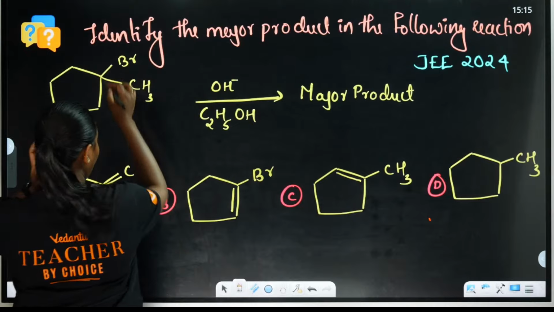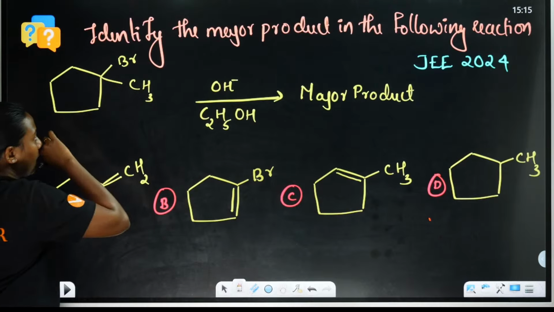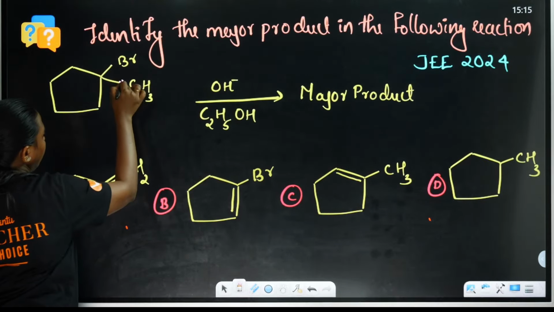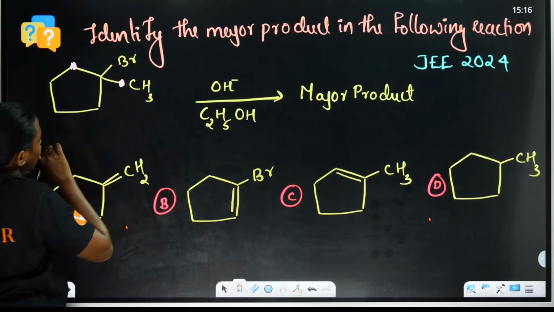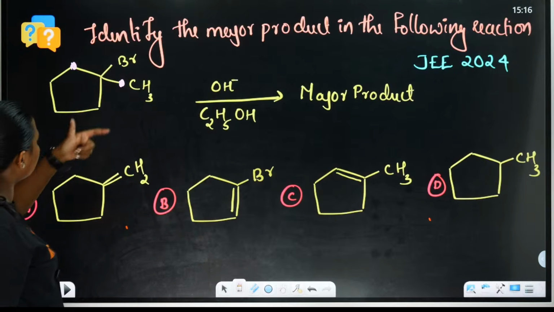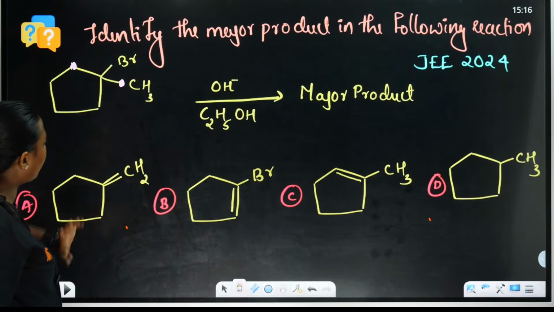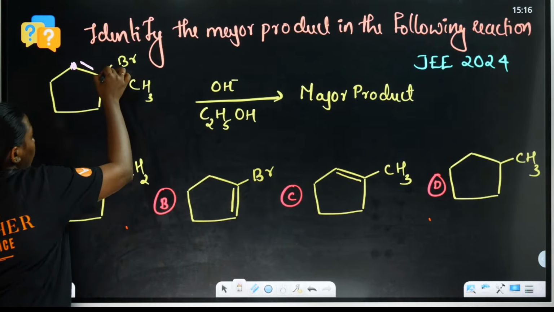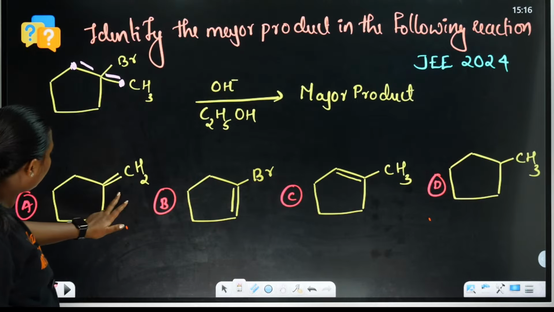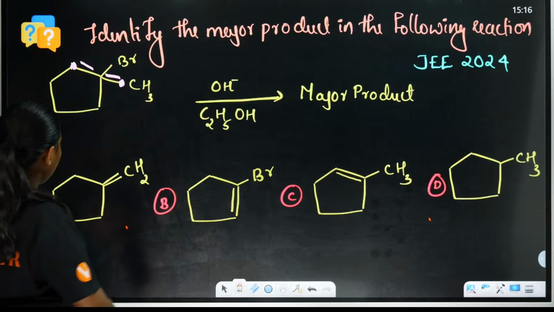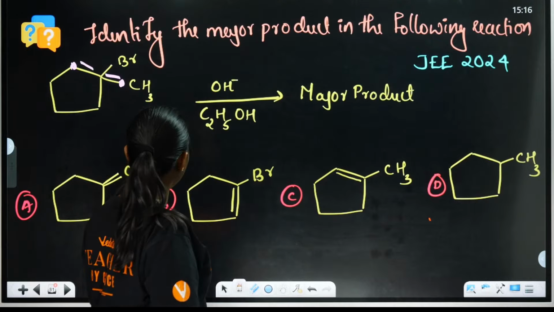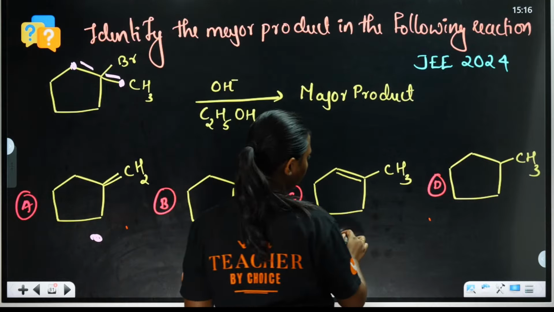So here bromine comes. So alpha carbon of bromine means this one, and here also this is another alpha carbon. So this and this are the same only. So what will be the product? Here the double bond will not form, or here the double bond will not form. Okay, there are chances here, and there are chances here too.